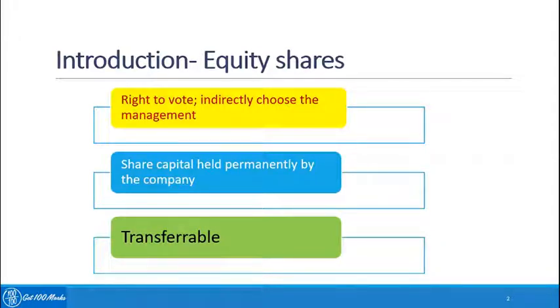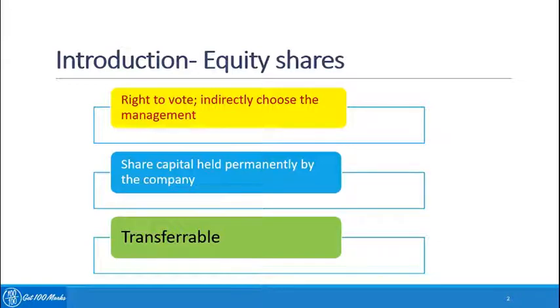What are equity shares? Equity shares are also called ordinary shares, and such shareholders have a right to vote in a company. They indirectly choose the management of the company because they have a right to vote. They in a way own the company to the extent of the number of shares that they hold in the company. The share capital is held permanently by the company, and these shares are also transferable to another person.